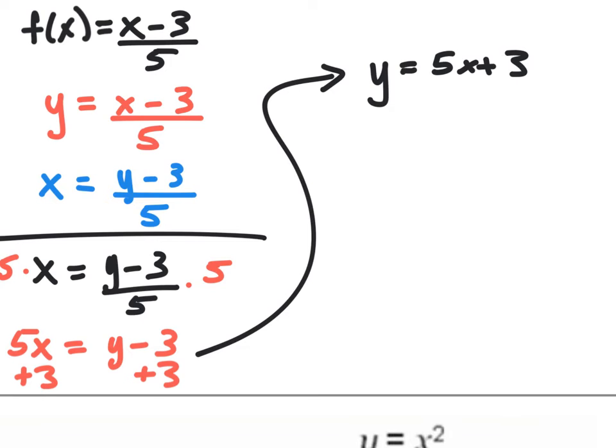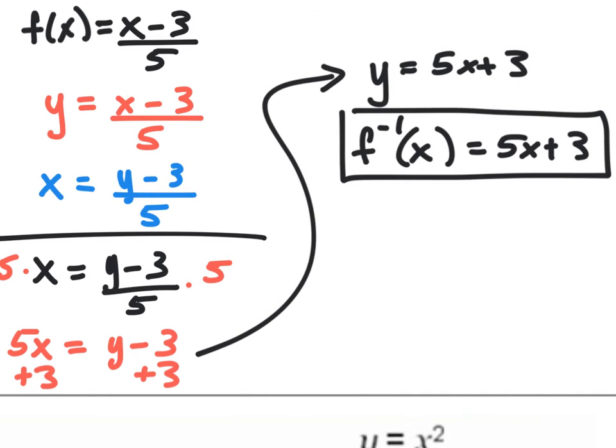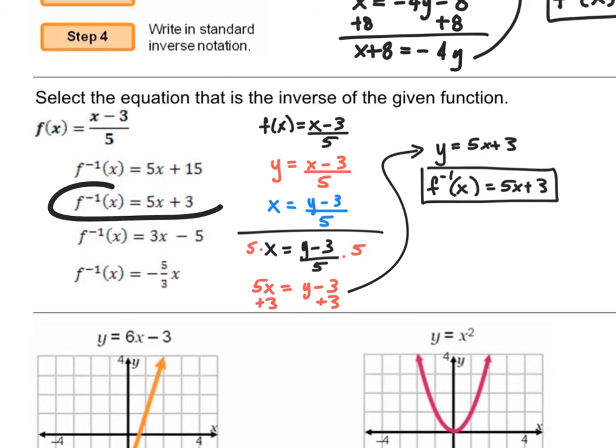Now this is the inverse, but I have to write it as the inverse, and I have to show f to the negative 1 of x is equal to 5x plus 3. And that's it. So my answer, oh look, it's right here. Isn't that fun? We're having a good time.